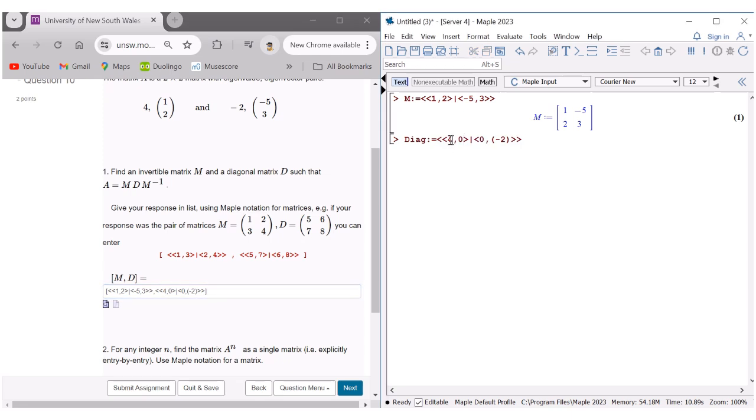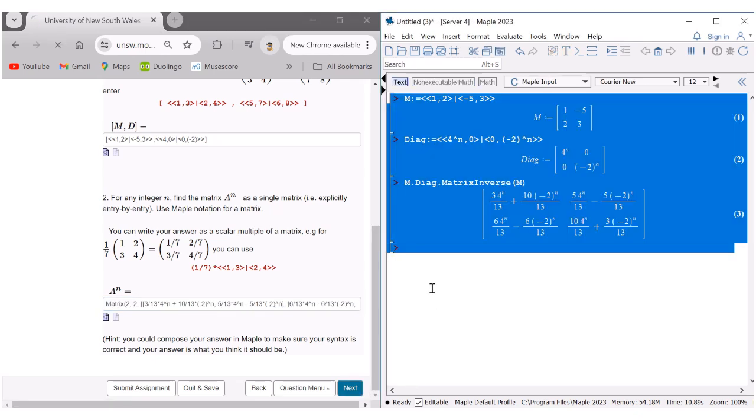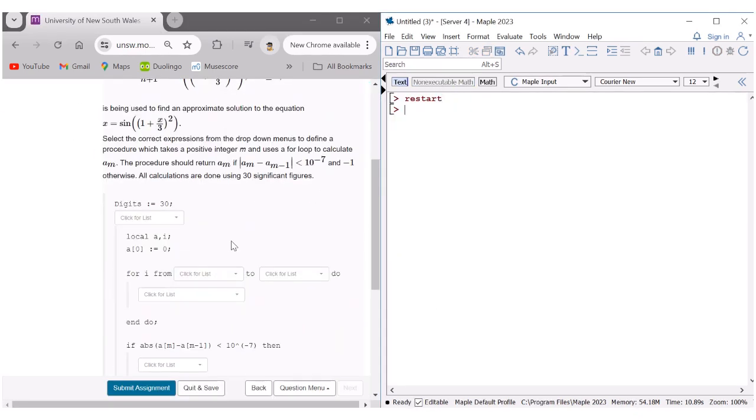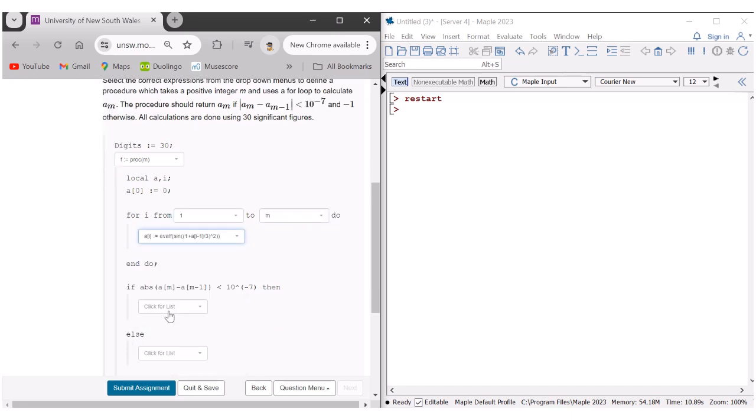Okay, now we need to pair of n. I think you just copy all this in. Okay, cool. Now we've got the easier question, I think. 1 to m, 2, where is it? This one.